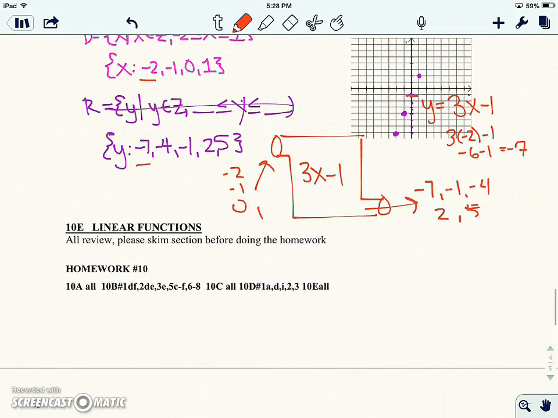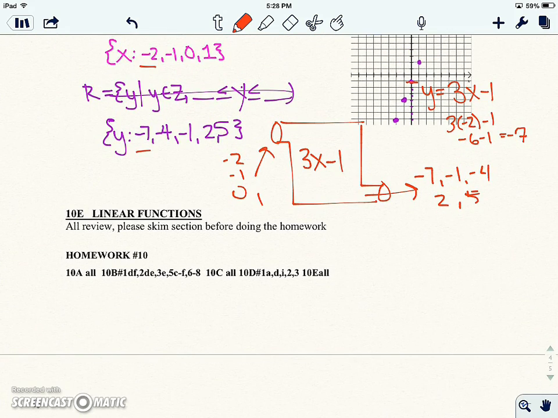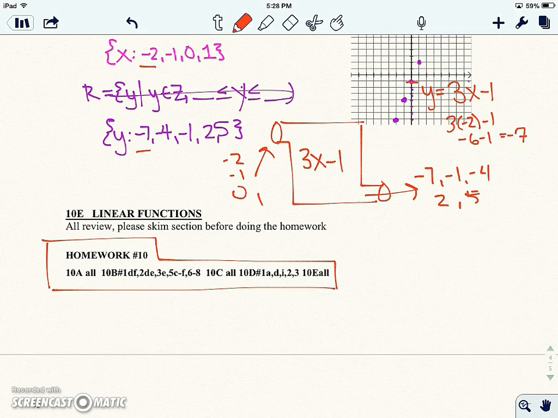Lastly, linear functions. This is all review. Please skim the section before doing the homework. We will work on this in class next time. Most importantly, make sure you've watched the videos. If you want to start it, feel free and come with questions. Otherwise, we'll work on it in class.